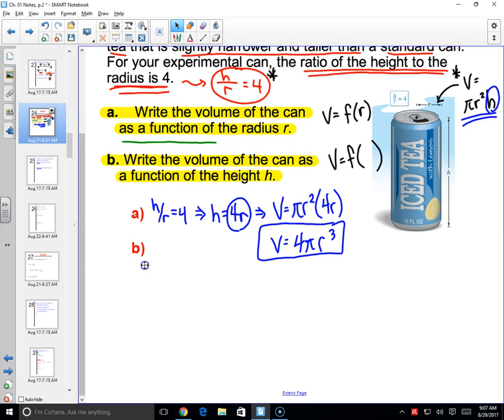Need the wording. Try to fill in what they want volume as a function of. Go back to the volume formula. Go back to the clue. How can we use it? It's very similar to what we did just up there.